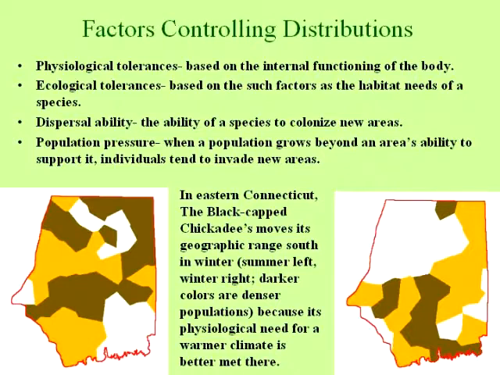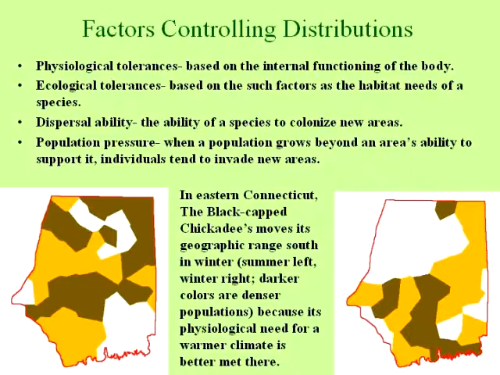So let's focus in on these two maps. These are maps of eastern Connecticut. The one on the left is a map which has superimposed over it the population densities of black-capped chickadees in the summertime. The map on the right is the same region, with the population densities of chickadees superimposed for the winter. So notice that in summertime, most of the population of chickadees in eastern Connecticut tends to be in the northern part of the state. You have lower densities in the southeastern part of the state.